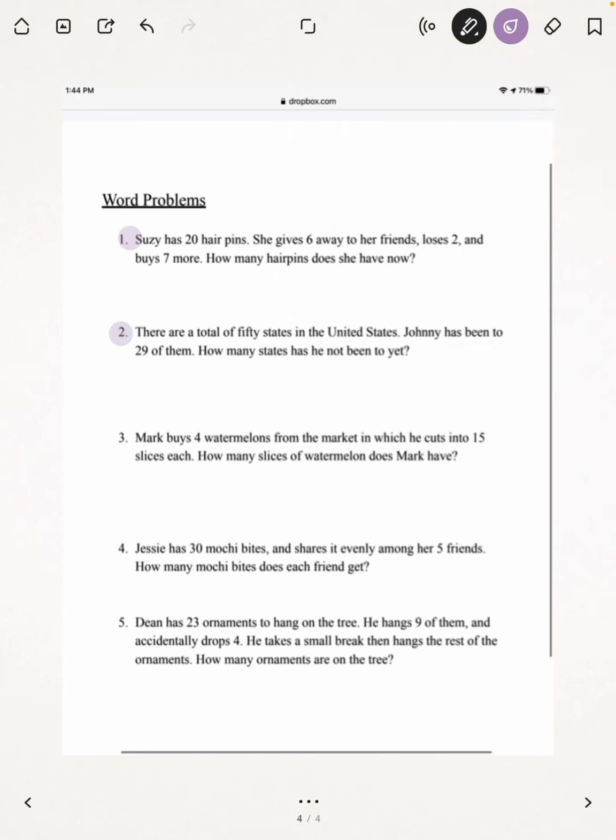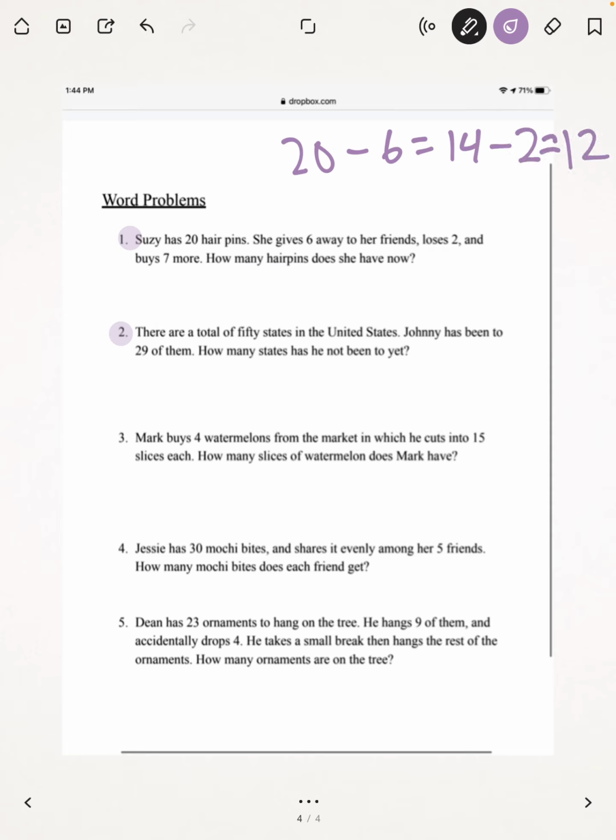Okay, Susie has 20 hairpins. She gives 6 away to her friends, loses 2, and buys 7 more. How many hairpins does she have now? So she first had a total of 20 hairpins, and then she gives away 6 to her friends. So subtract 6, which equals 14, sorry. And then she loses 2 of them, so subtract 2 again, which equals 12.